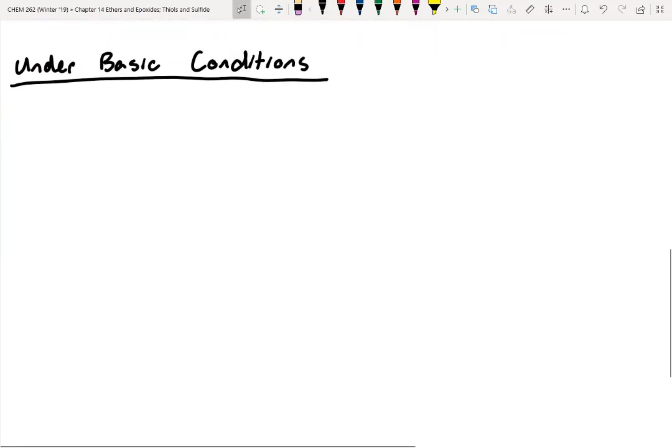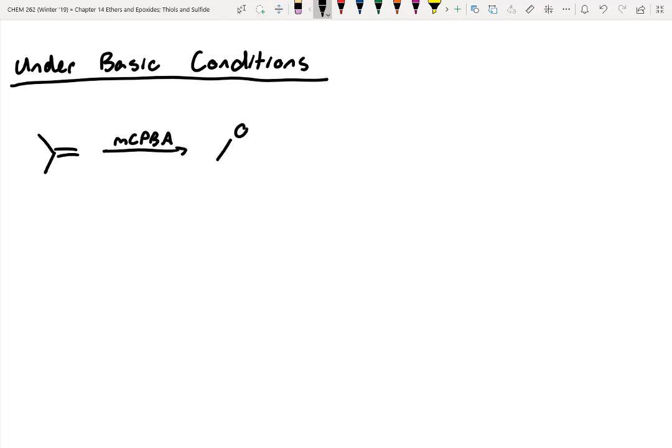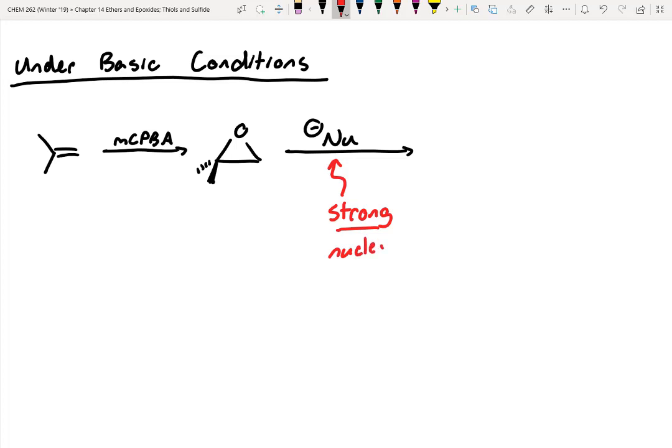All right, so let's do the same sort of thing. We'll take an alkene, we'll make an epoxide with MCPBA. We'll make our epoxide that's a meso compound. However, this time, we're going to use a really, really, really strong nucleophile, meaning it has a negative charge. All right. This one actually is a bit different.